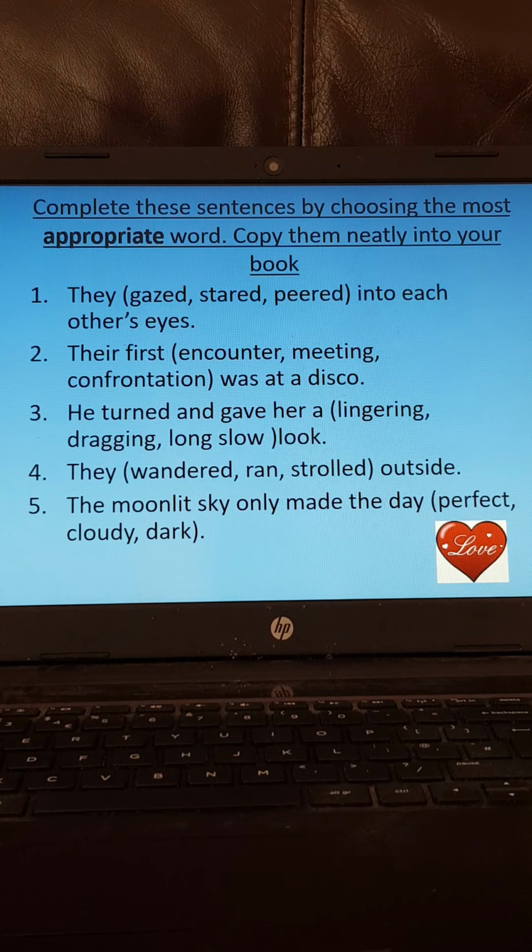So just put this on pause for a minute, copy out the sentences, and choose what you think is the most romantic sounding word to go in the gap.